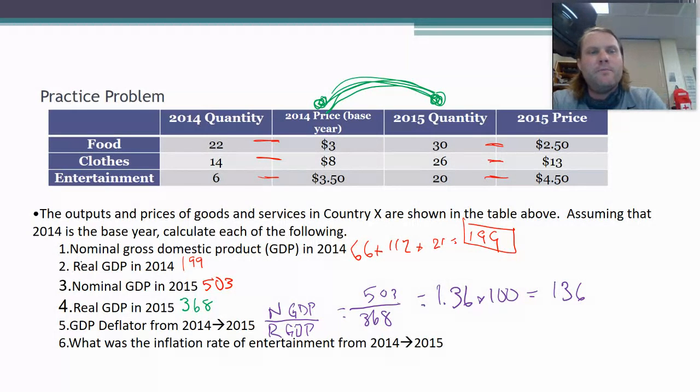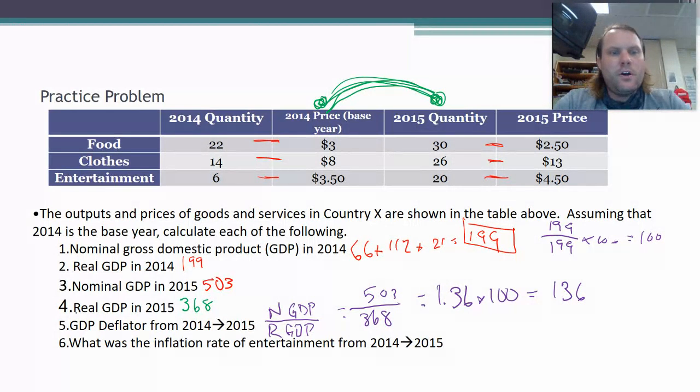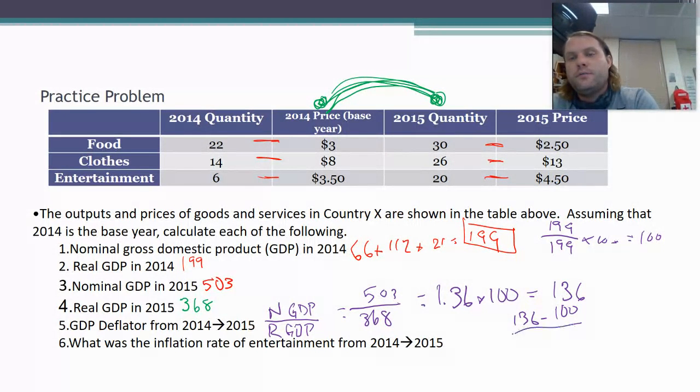Now remember, our deflator for 2014 is going to be 199 divided by 199 times 100. That equals 100. We need that number. So for our GDP deflator from 2015 according to 2014, to figure that out, we're taking 136 minus 100 divided by 100. That's going to eventually equal 36 over 100, or 36%.